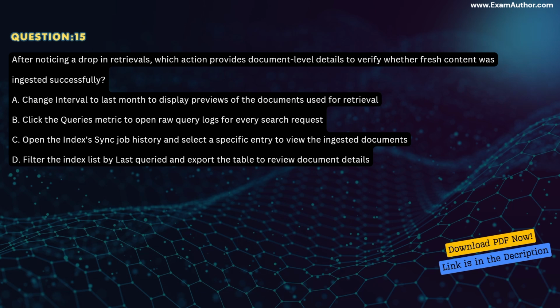Question 15. After noticing a drop in retrievals, which action provides document-level details to verify whether fresh content was ingested successfully? A. Change interval to last month to display previews of the documents used for retrieval. B. Click the queries metric to open raw query logs for every search request. C. Open the index's sync job history and select a specific entry to view the ingested documents. D. Filter the index list by last queried and export the table to review document details.